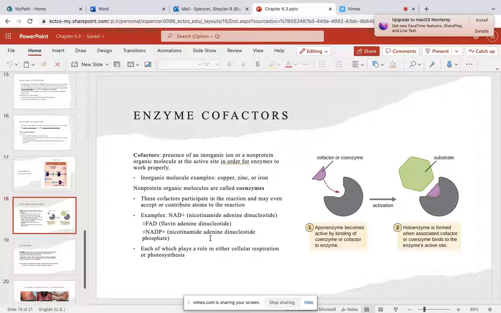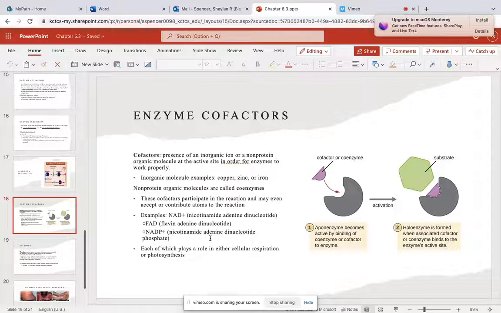Don't need to know it. Again, I'm telling you a bunch of stuff you don't need to know, but I just want you to realize that vitamins are actually important. What is important for you is to realize that cofactors and coenzymes are responsible for activation of enzymes. And coenzymes are cofactors that participate in the reaction, and may accept or contribute atoms to the reaction. Examples here are NAD, FAD, NADP.